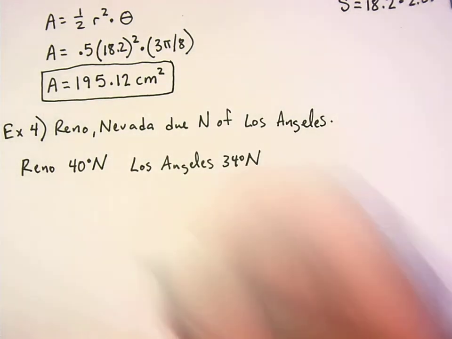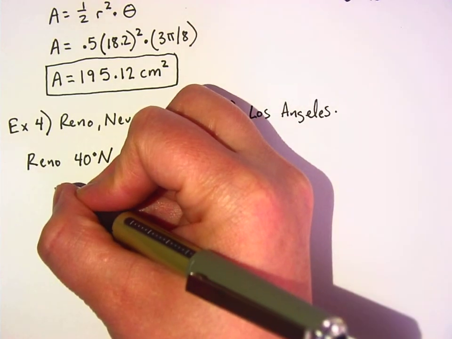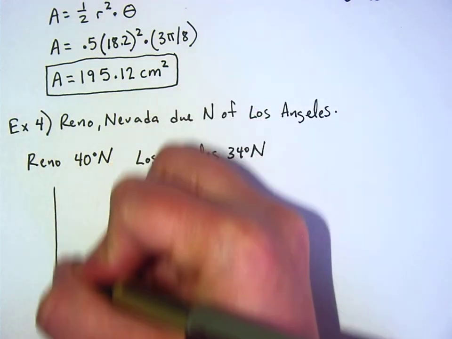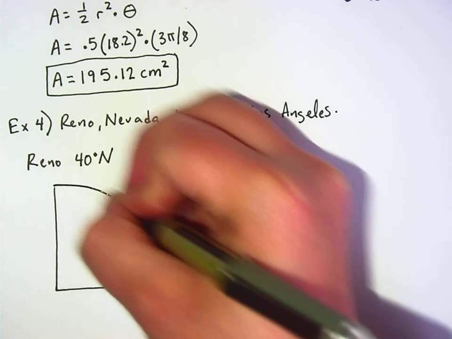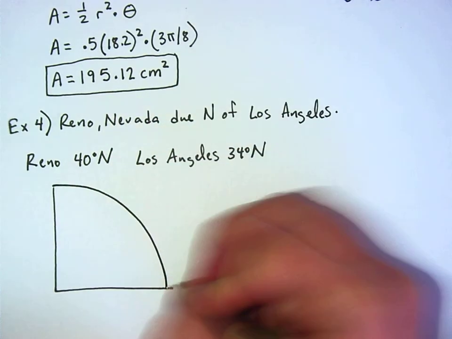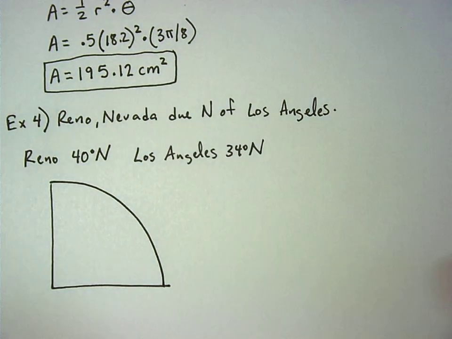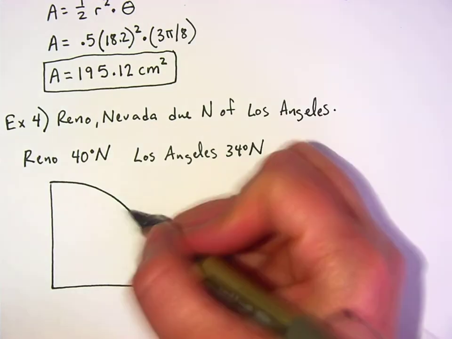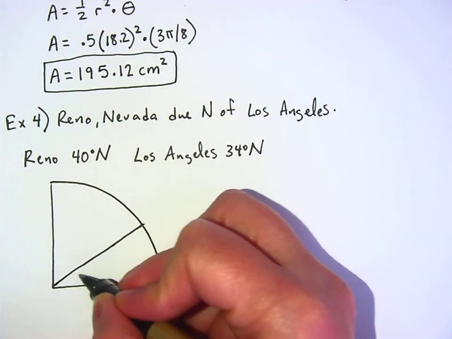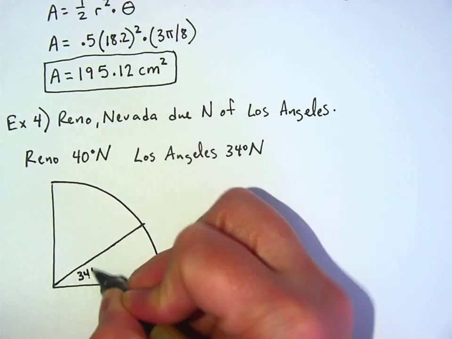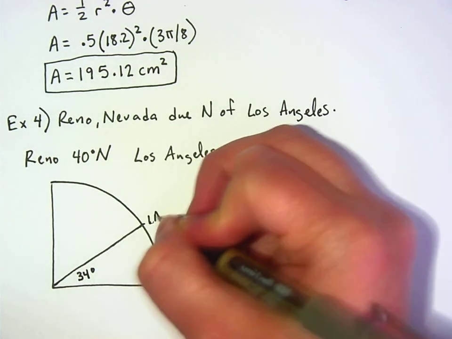So we're going to draw a real quick picture. All right, let's imagine that we're just looking at a part of the Earth. And let's see, 34 degrees. Here is Los Angeles.